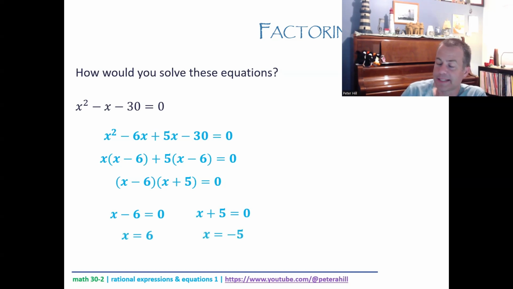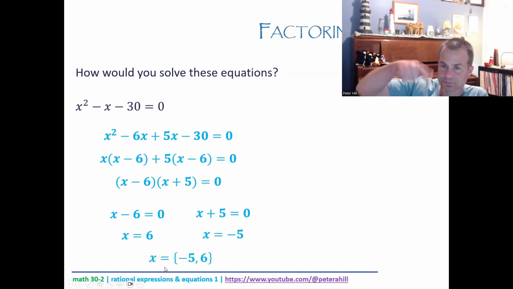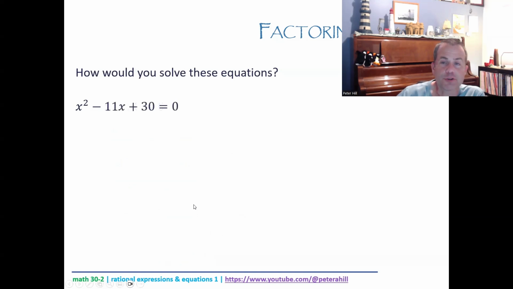Okay, now I'm going to state these in solution set brackets. So I'm going to say x equals squiggly bracket -5 comma 6. When we write them in solution sets like that, they should be in order from smallest to largest as well. Okay. All right, let's try another one.